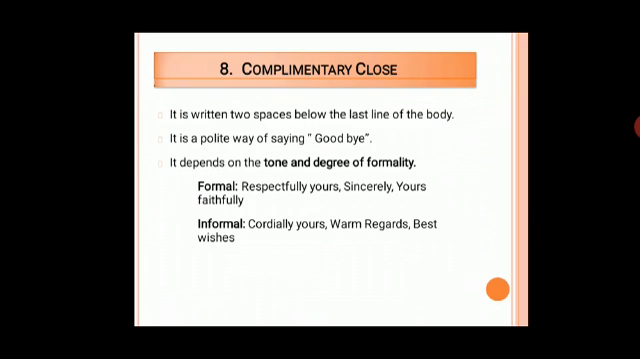Now coming to complimentary close. It is written 2 spaces below the last line of the body. It is a polite way of saying goodbye. It depends on the tone and degree of formality. In a formal manner, we can say respectfully yours, yours respectfully, sincerely, yours faithfully. In informal, cordially yours, warm regards, best wishes, and so on.